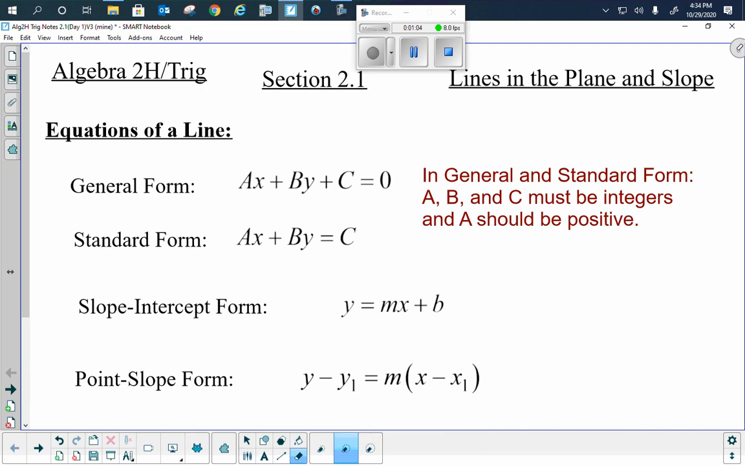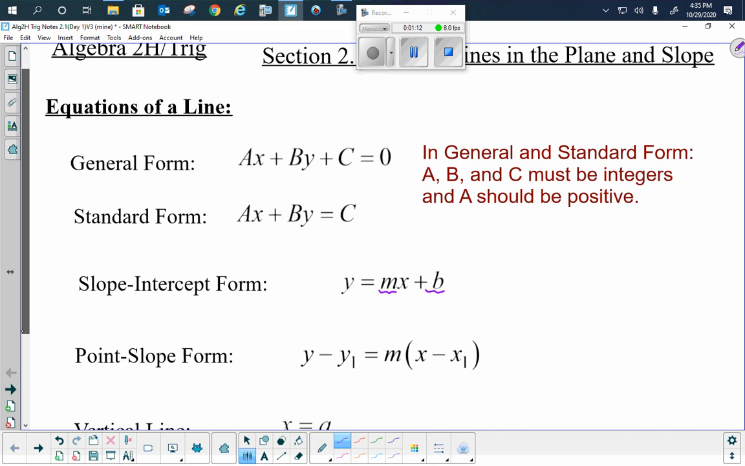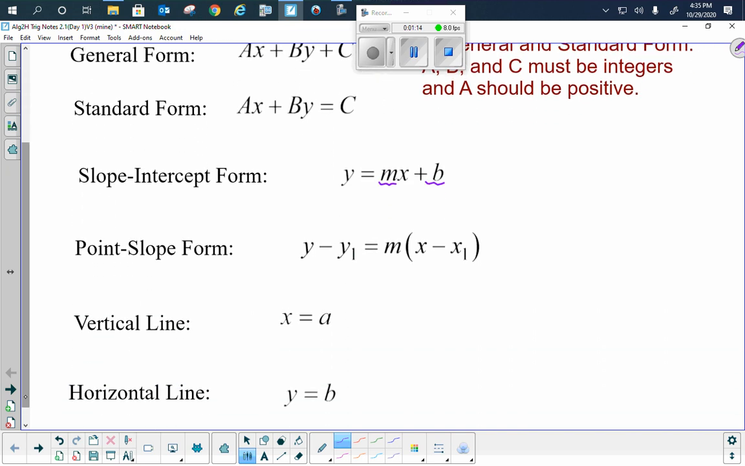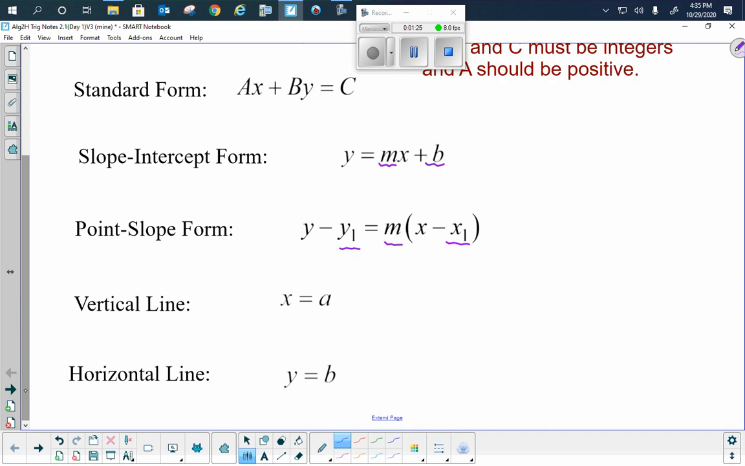All right, and then slope-intercept form of a line, just because of the name, slope m, intercept b. And then point-slope form of a line, again, based on the name, the point would be (x1, y1), and the slope would be m. You guys should know vertical lines are always x equals a number, so like x equals a. Horizontal lines are always y equals, so like y equals b.